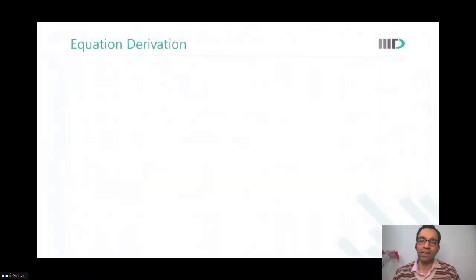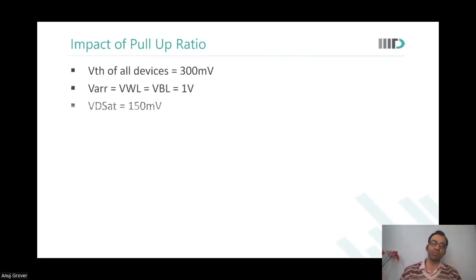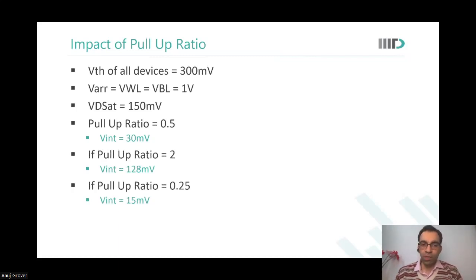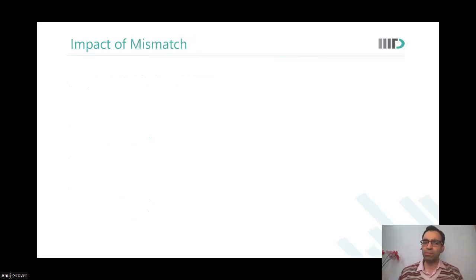So now with that equation, we again do the same kind of variations. What is the impact of pull-up ratio? You will see that when pull-up ratio goes high, then Vint rises. It means I'm not really able to write into the memory cell. When I keep a still weaker pull-up ratio, my Vint goes still lower. We keep a pull-up ratio of 0.5 for further analysis.